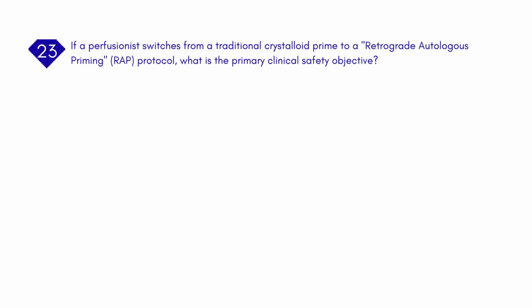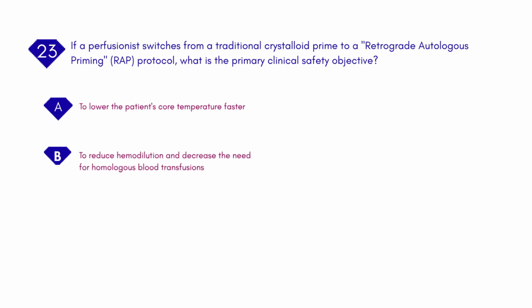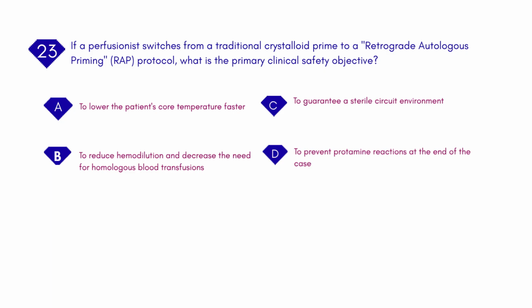If a perfusionist switches from a traditional crystalloid prime to a retrograde autologous priming (RAP) protocol, what is the primary clinical safety objective? A. To lower the patient's core temperature faster. B. To reduce hemodilution and decrease the need for homologous blood transfusions. C. To guarantee a sterile circuit environment. D. To prevent protamine reactions at the end of the case. Answer: B. To reduce hemodilution and decrease the need for homologous blood transfusions.